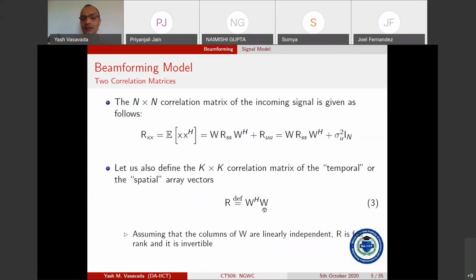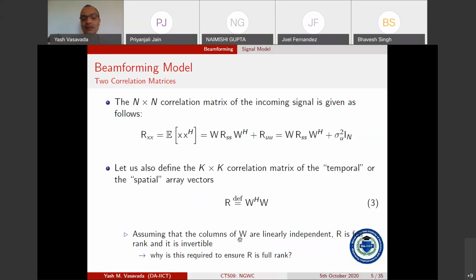Now, if I assume that the columns of W are linearly independent, then I can show that R is full rank, meaning that the rank of R is capital K. And when R is a square matrix and it has full rank, it is invertible. So in a lot of scenarios, we are going to assume that R is invertible. Now, what I would like you to think of on your own is, in order for me to say that R is invertible, why do I need to say that the columns are linearly independent? What happens if the columns are not linearly independent?